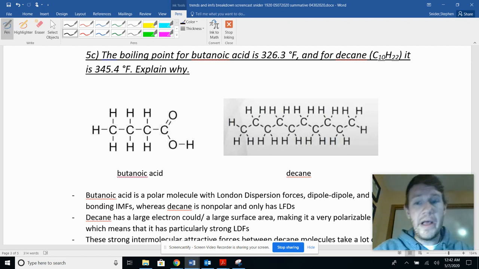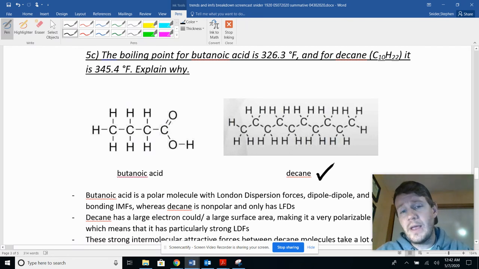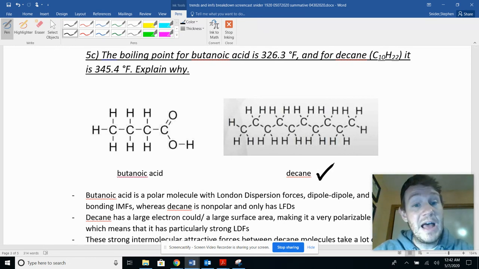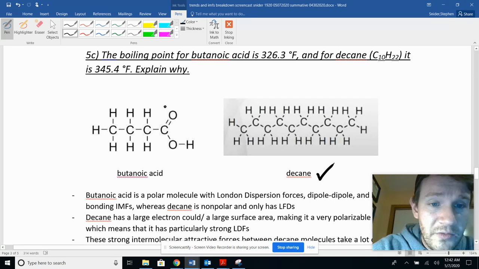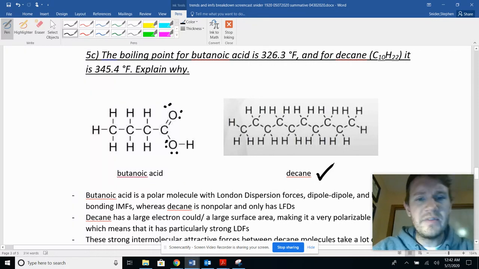The first thing I want to point out is that while I think the Lewis structure for decane looks pretty good, butanoic acid, I would not award credit for this. In fact, when I scored your summatives, I did not. What we are failing to include are 2 lone pairs on each one of these oxygens.